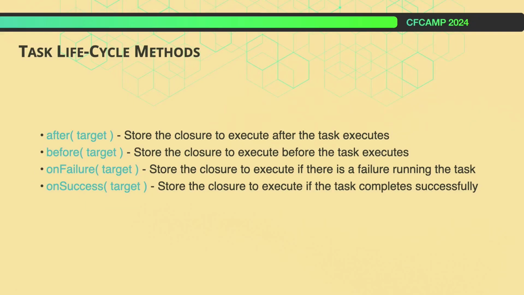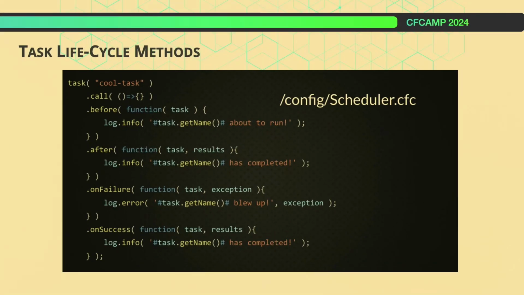There you go. 4 of them. Before, after, on failure, and on success. Okay? You store what is going to execute when those life cycles are being executed by the scheduling system. Here's examples. You make a call, right? I didn't write anything there, so I can put the code there. But before, right, you register your before, your after. You see the after receives results as well, okay? On failure and on success as well.